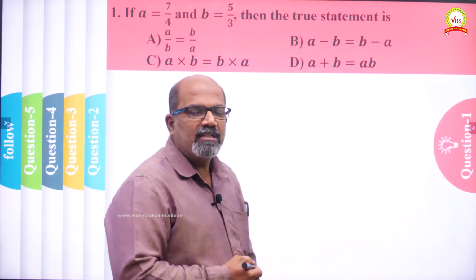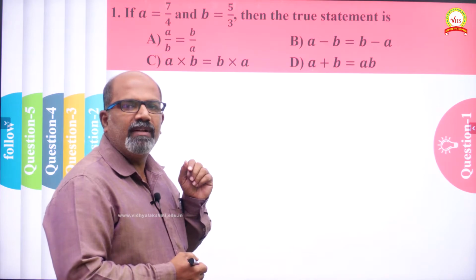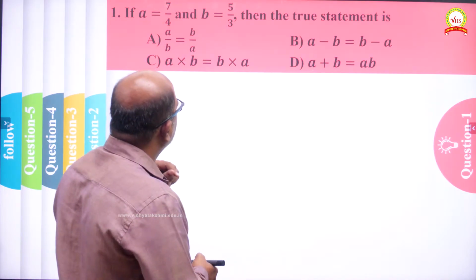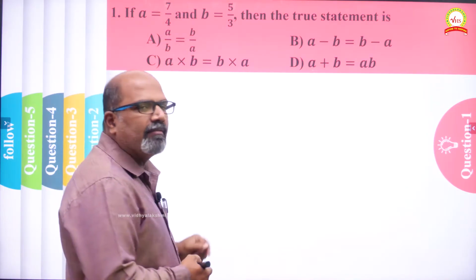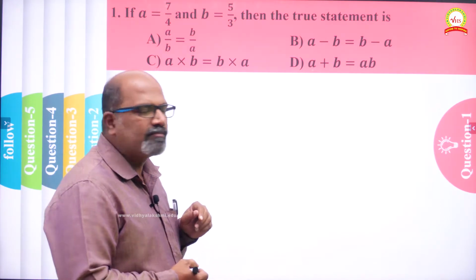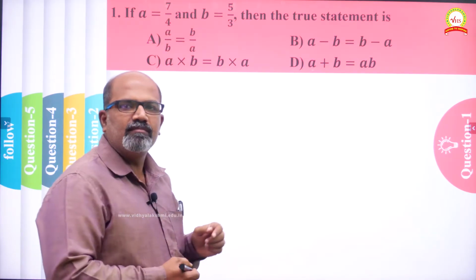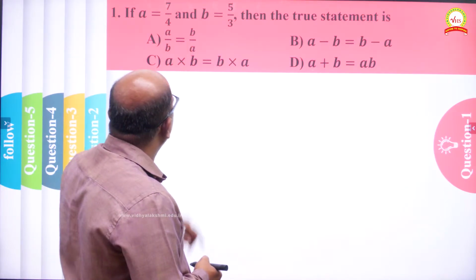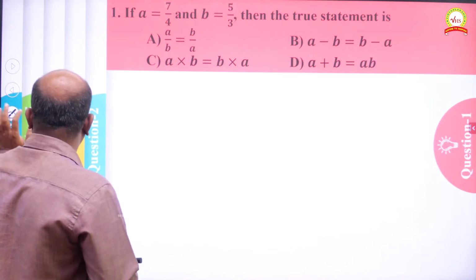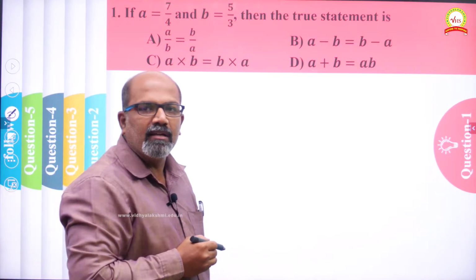See, when I look at these options, I can feel something. Can you feel anything in this? Yes, definitely you must feel one thing. This A by B equal to B by A is nothing but the commutative property of division. Here it is given A by B and here it is given B by A, and these two are related by an equal to sign. A by B equal to B by A.